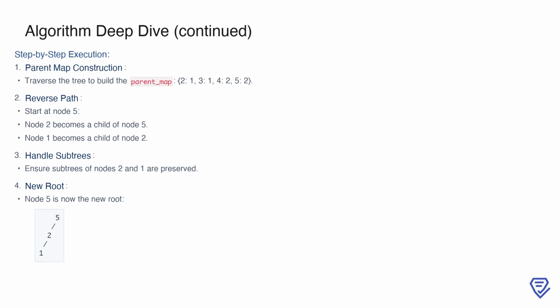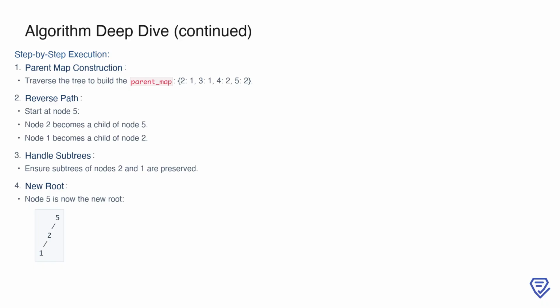First, we construct the parent map by traversing the tree. The resulting map would look like this: node 2's parent is node 1, node 3's parent is also node 1, node 4's parent is node 2, and node 5's parent is node 2. With the parent map ready, we move on to reversing the path.